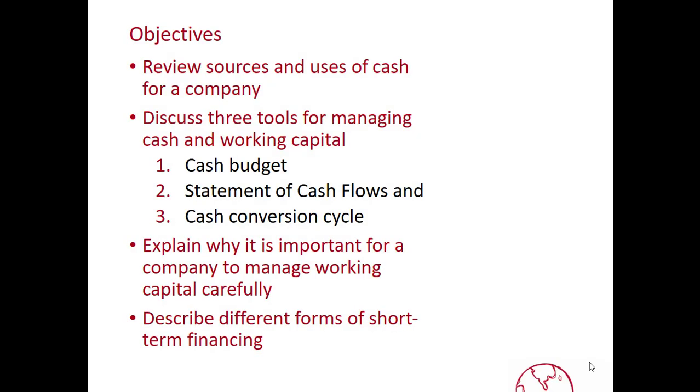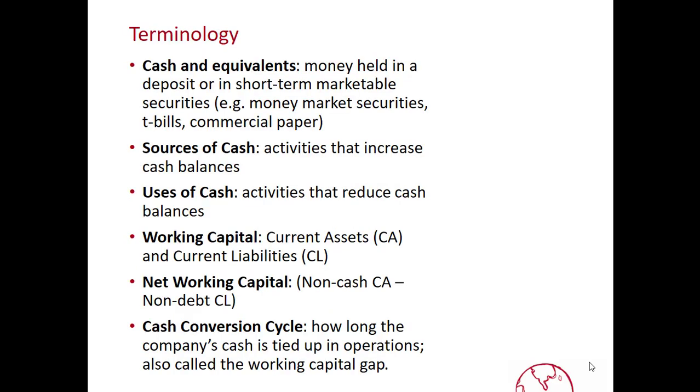Today we're going to talk about working capital and cash management. We're going to review the sources and uses of cash for a company, look at 3 tools that are used by the treasurer or CFO to manage their cash, namely the cash budget, the statement of cash flows, and the cash conversion cycle. And we're going to talk about why it's so important for companies to manage their cash, particularly young, fast-growing companies. Lastly, we're going to look at ways that when there is a cash flow gap or a shortage, the company can finance that gap.